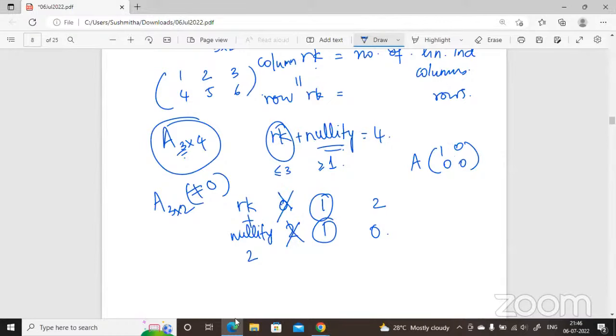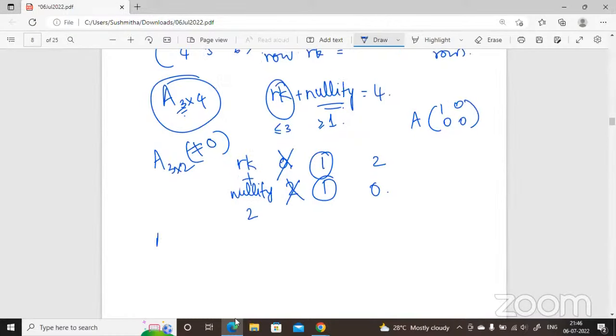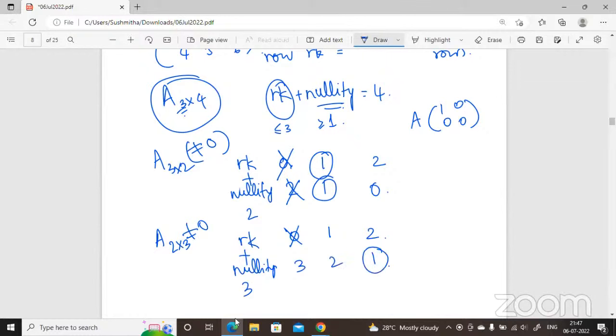Ma'am, I have a question. Before the question, shall we do this 2 cross 3 case? In this case, what is the maximum possible rank? 3. No, 2. Suppose this is non-zero, so this case is ruled out. What are the possible values for nullity? Rank plus nullity is 3 here. At least 1. So minimum nullity is 1 and maximum nullity is 2. You just write down all possibilities, and you will know the answer.